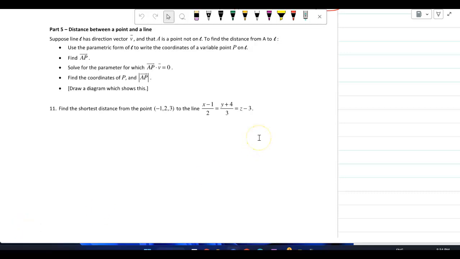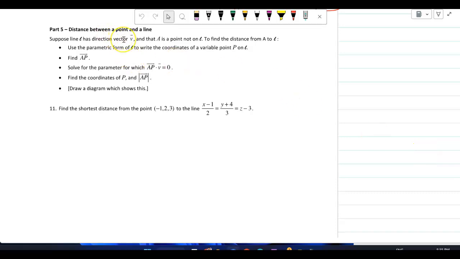Now, how do you find the distance between a point and a line? It's understood that when they say distance between a point and a line, you're referring to the shortest distance. They won't mention finding the perpendicular distance between the point and the line. It is implied.